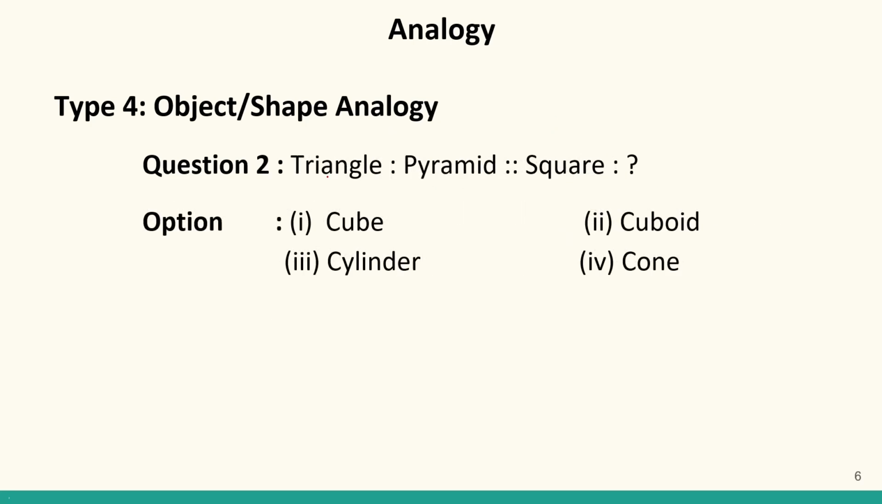Then over here, triangle is somehow related to pyramid and we have to find out which missing element will be related to square. So again, triangle is a 2D image, right? And pyramid is a 3D image. Square is again a 2D image. So we have to find the corresponding 3D image. So the corresponding 3D image for square is a cube. So here the answer will be cube.